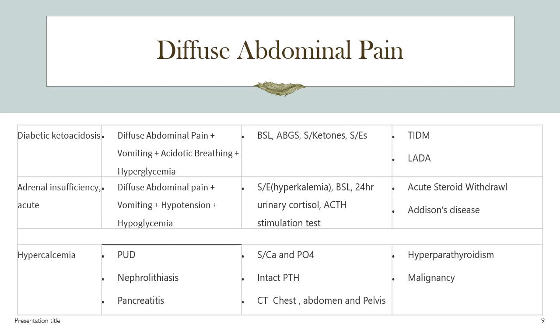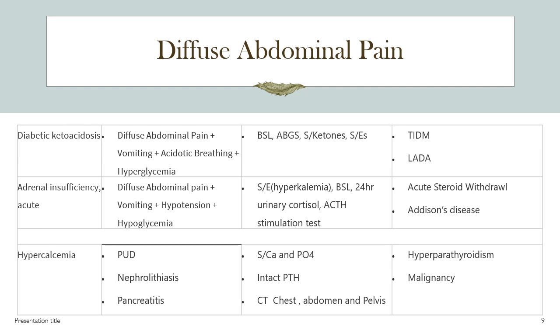What will you do? You will check the blood sugar level. If it is high, send ABG, serum ketones, and serum electrolytes. Usually the underlying cause is type 1 diabetes mellitus, as these patients have absolute insulin deficiency that leads to ketogenesis and diabetic ketoacidosis. Adrenal insufficiency, acute adrenal insufficiency, such patients can also present with diffuse abdominal pain, vomiting, hypotension, hypoglycemia.